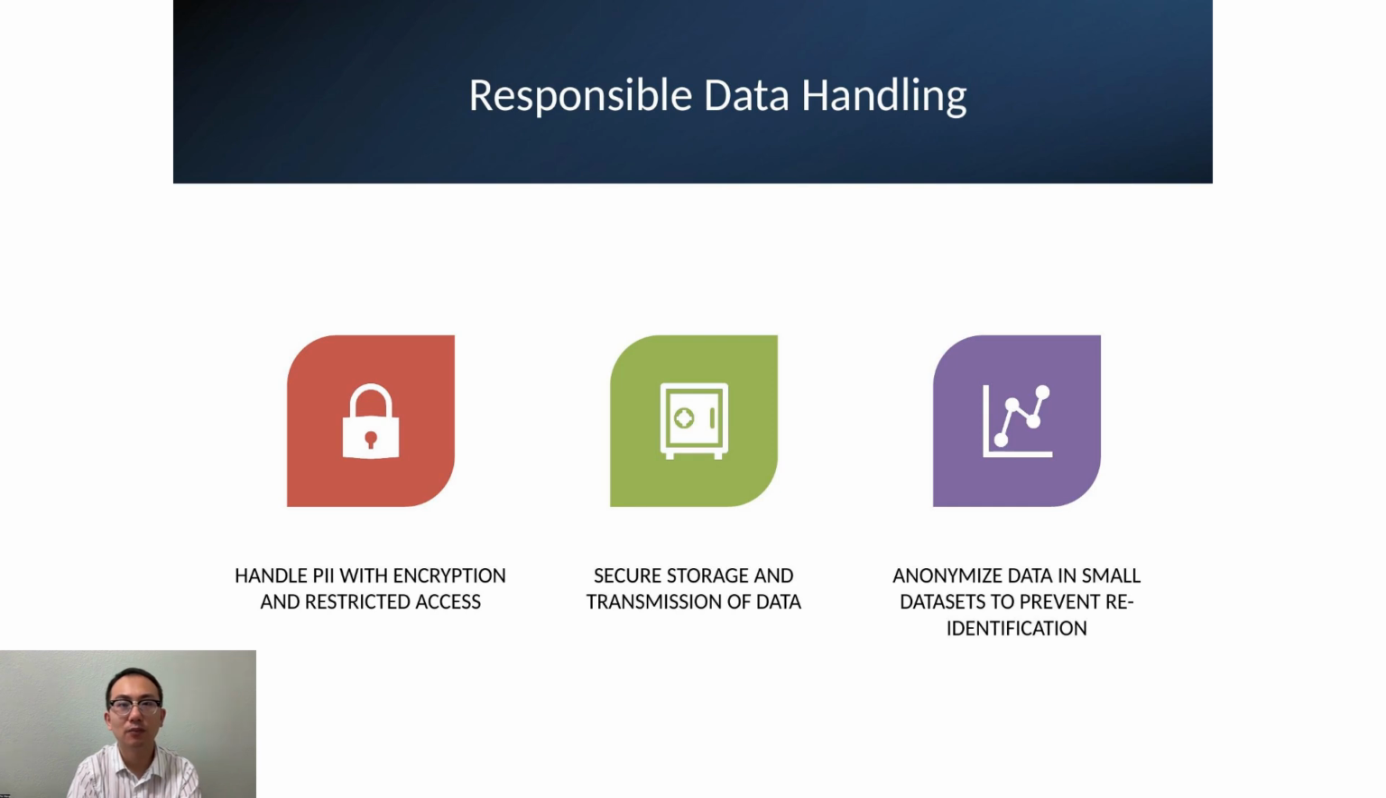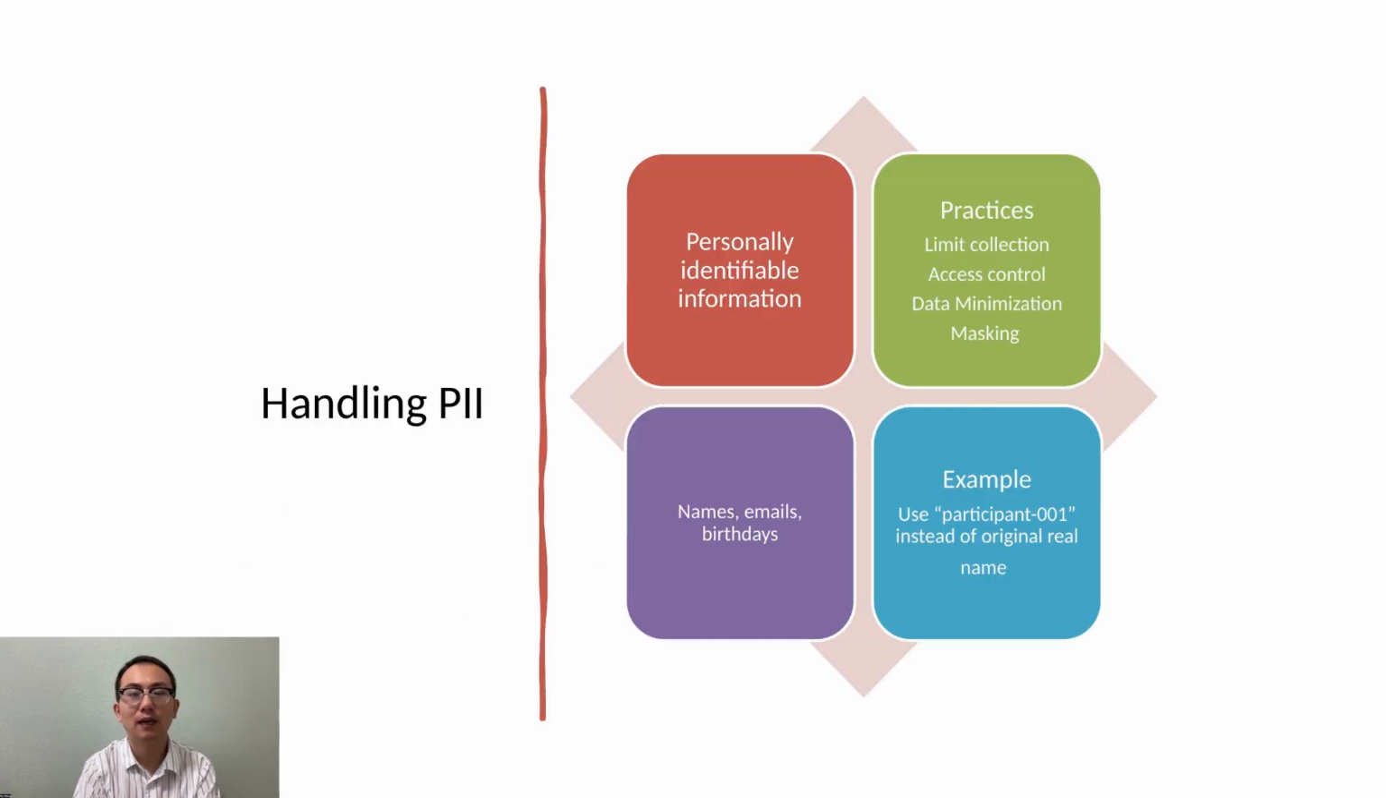That includes encrypting sensitive data, limiting access, storing data securely, and anonymizing small data sets to prevent individuals from being identified. Let's take a closer look at these practices. PII refers to personally identifiable information, and includes anything that can directly or indirectly identify someone, like names, addresses, emails, ID numbers, or even a combination of demographic information. Here's how to handle PII responsibly.